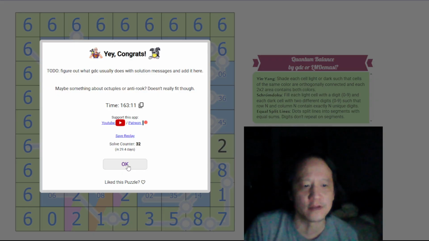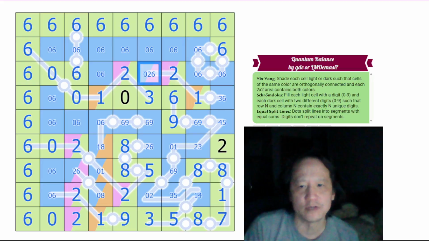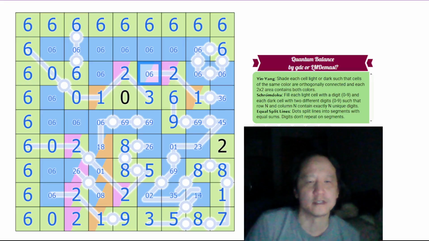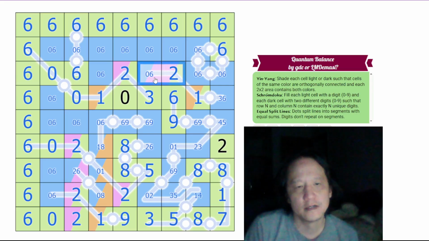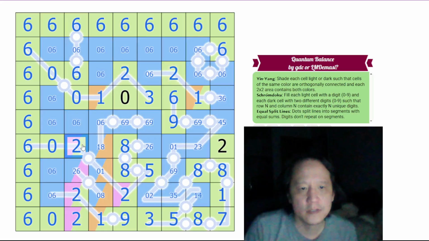Doesn't really fit, though. Oh my god, that was crazy. So this was 0 and 6 then. Okay. So we can remove the pinks. This was crazy. Wow. I would consider this very hard. But this is the final solution.